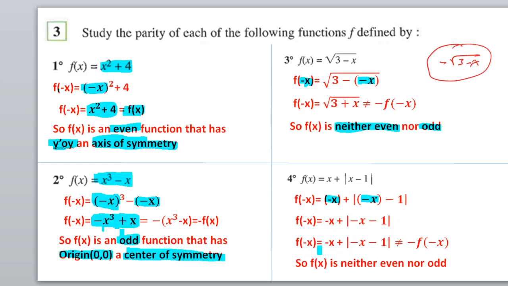So f of minus x equal minus x, notice, plus minus x plus 4 in absolute value. Compared to the original one, there is no relation. There is no relation at all between them. So it's not equal minus f of minus x and also it's not equal f of x. So it's neither even nor odd.